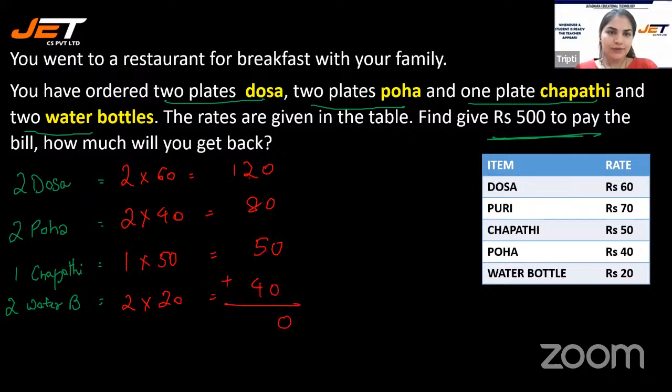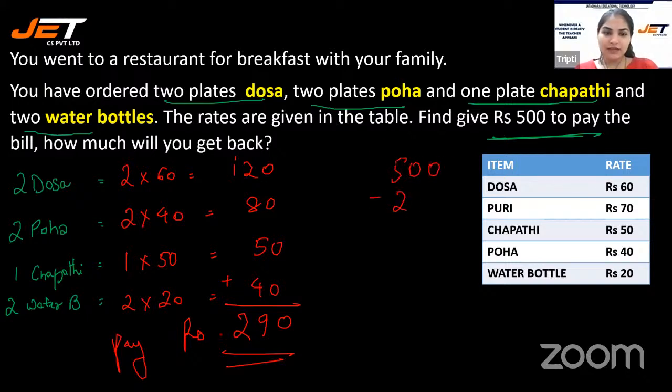0, 8 plus 2, 10, plus 5, 50, plus 4, 19. 1 plus 1 is 2. You have to pay rupees 290. That's what you have to pay. But you have given a 500 note to the shopkeeper. So obviously you have spent 290. How can you give more? So let's take the amount back.